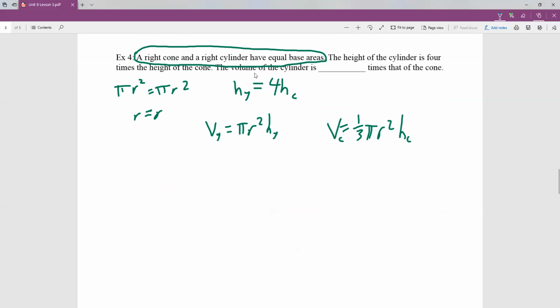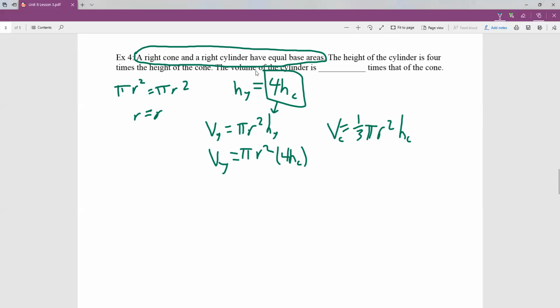So it's saying the volume of the cylinder is blank times that of the cone. So we need to convert this height to the height that the cylinder would have while using this conversion here. So basically I'm going to take this and plug it in for the height of the cylinder. If we're to do that, we would end up with something like this.